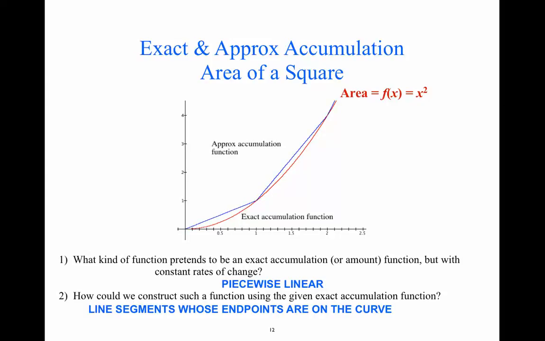So this has a large delta x here. My delta x is 1, but just so you can see all the daylight between it. Okay? So now this blue curve, or blue lines, the piecewise linear function, trying to be the exact accumulation function, expressing it with constant rates, right? Because the linear pieces each have a constant rate. So constant rate of change over each interval, right? A constant rate of change over each interval.